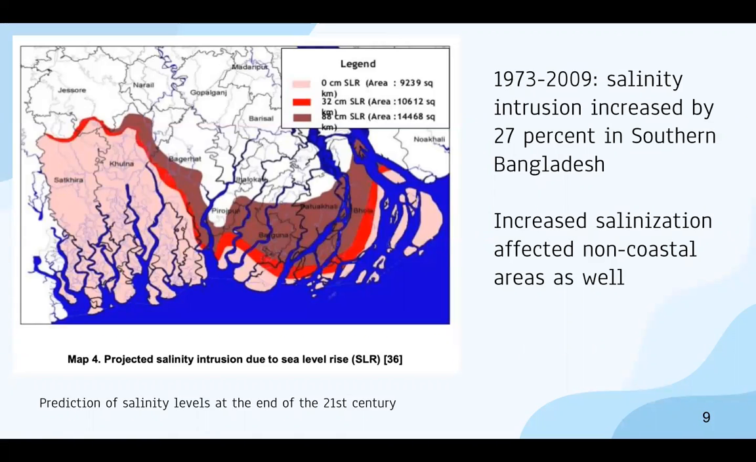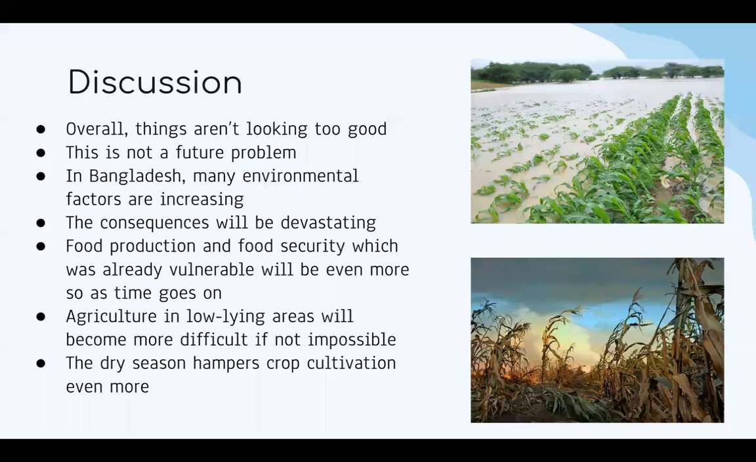So the red shows areas that are going to be the most affected by salinity, and then the lighter red shows areas that won't be as affected. But as you can see, there's a lot of dark red areas that aren't necessarily directly on the coast. So these impacts will be far-reaching. Overall, things aren't looking too good. This is putting it in very, very nice terms.